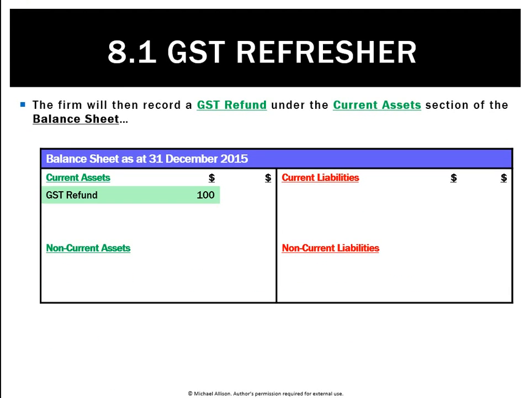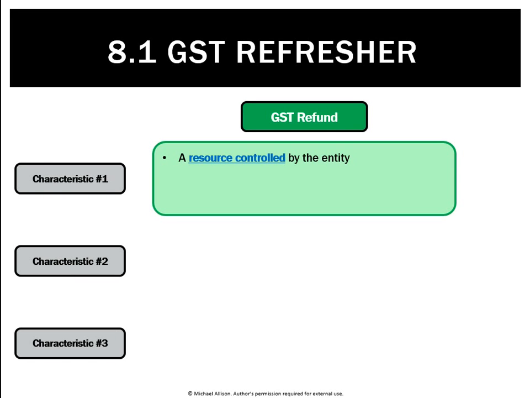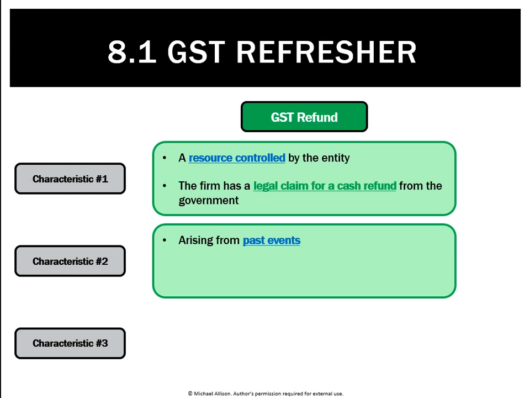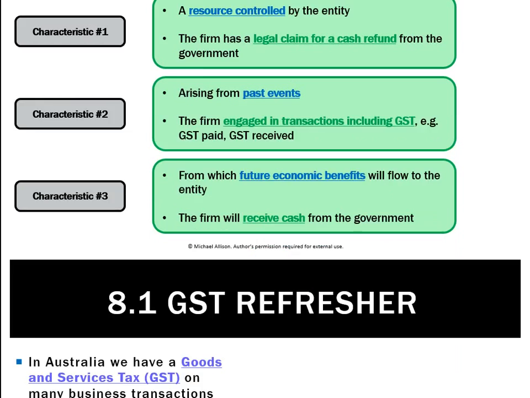Where would that go on the balance sheet? That would go as a current asset, as we're expected to get that money within the next 90 days. Why is it an asset going through the theory? It's a resource controlled by the business. What is the resource? We've got a legal claim for a cash refund from the government. It arose from past events, which was all the transactions that we engaged in that had GST. And lastly, there will be a future economic benefit coming from this asset. In this case, it'll be the actual cash that the business receives from the government.